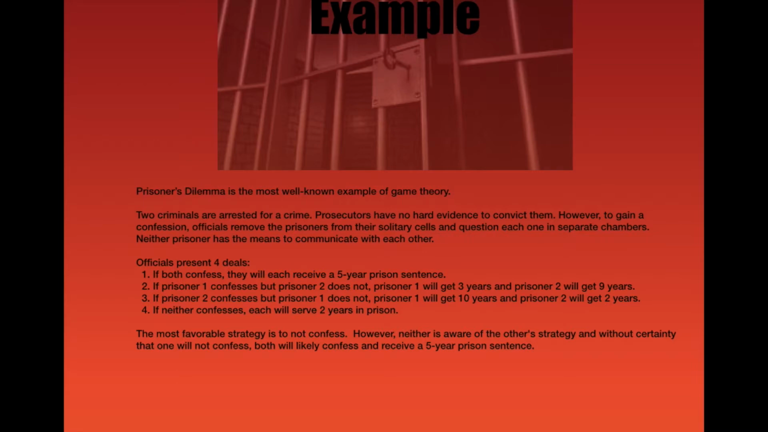If prisoner 1 confesses but prisoner 2 does not, prisoner 1 will get 3 years and prisoner 2 will get 9 years. If prisoner 2 confesses but prisoner 1 does not, prisoner 1 will get 10 years and prisoner 2 will get 2 years. If neither confesses, each will serve 2 years in prison. The most favorable strategy is to not confess. However, neither is aware of the other's strategy, and without certainty that the other will not confess, both will likely confess and receive a 5-year prison sentence.